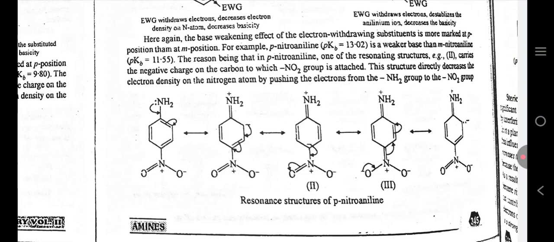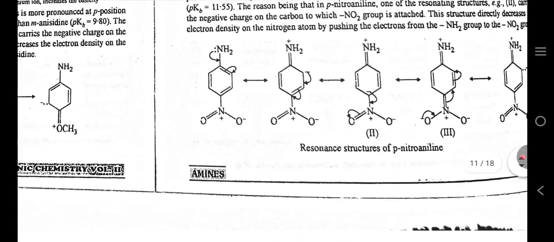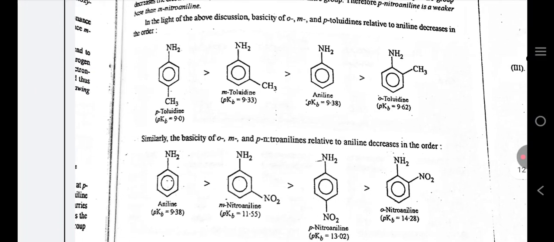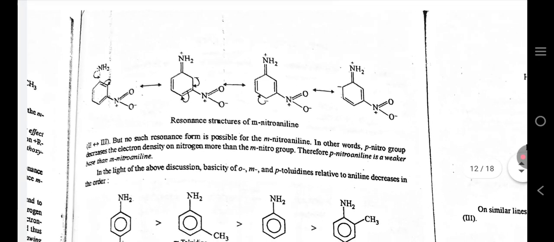For example, para-nitroaniline is a weaker base than meta-nitroaniline. The reason is that in para-nitroaniline, one of the resonating structures carries the negative charge on the carbon to which the NO2 group is attached. This structure directly decreases the electron density on the nitrogen atom by pushing the electron from the NH2 group to the NO2 group. But no such resonance form is possible for meta-nitroaniline. In other words, the para-nitro group decreases the electron density on nitrogen more than the meta-nitro group. Therefore, para-nitroaniline is a weaker base than meta-nitroaniline.